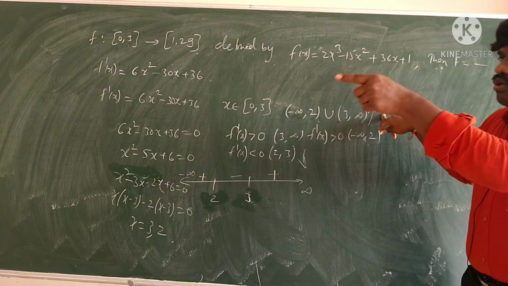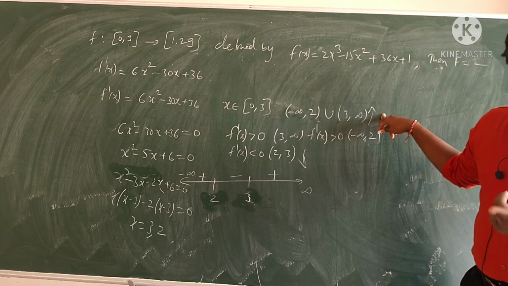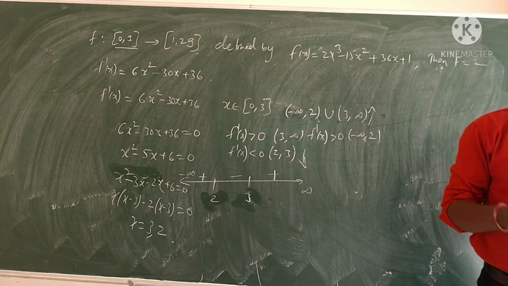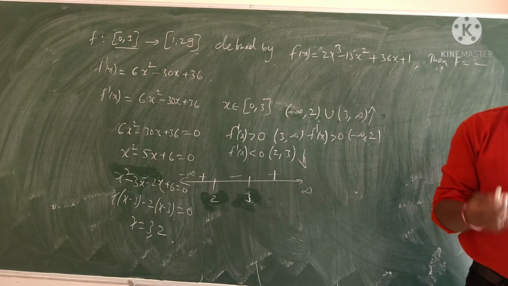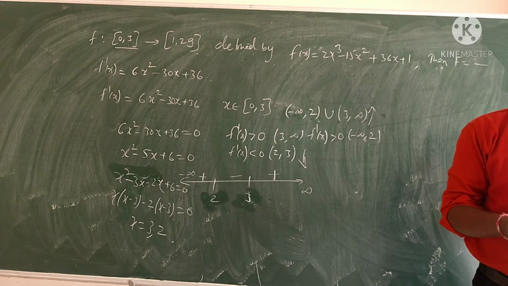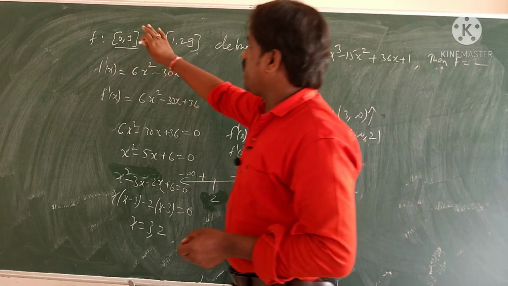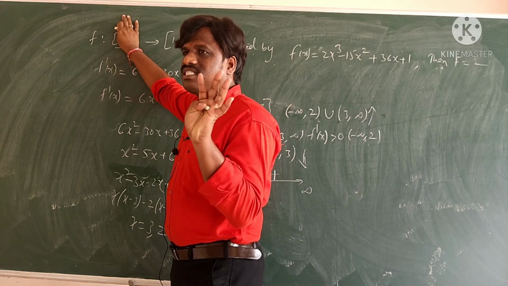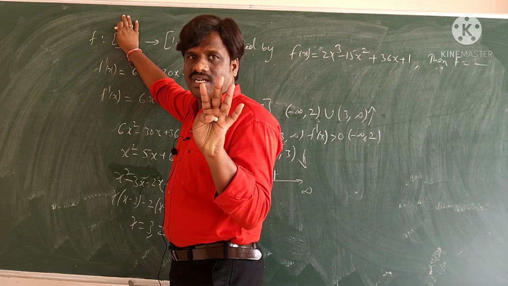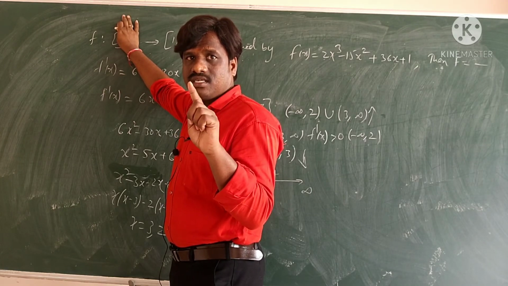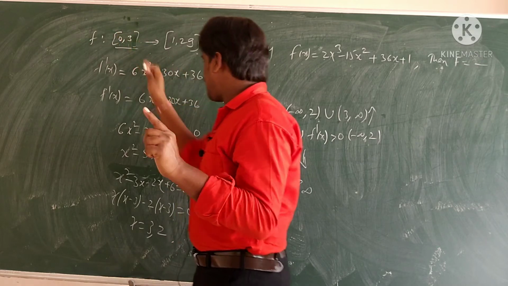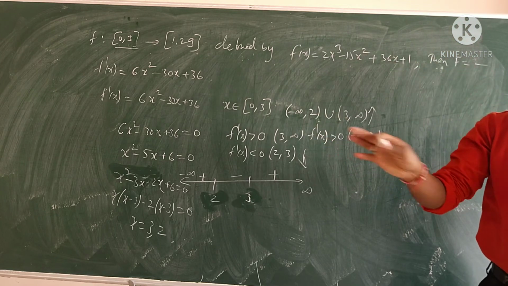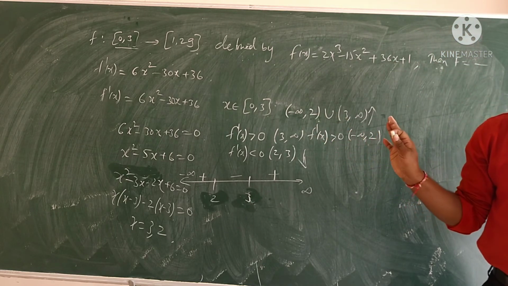So what happens from 0 to 2? Increasing. In the interval 2 to 3 it is decreasing. Increasing and decreasing, so is it a one-one function or not? No, it is not a one-one function. The domain is also not given. Suppose R is given, then it is very easy to tell. If they give R, you can say directly that increasing and decreasing happen here. Two roots came, meaning increasing and decreasing happens, so it is not a one-one function.